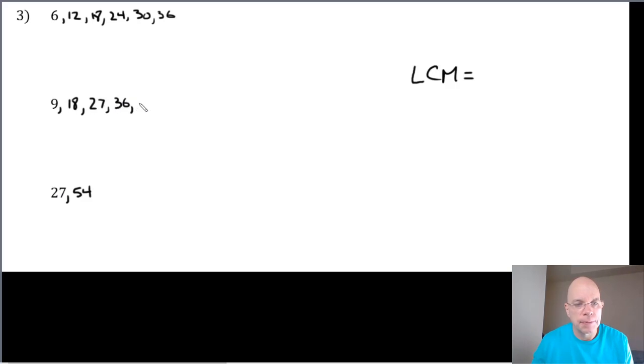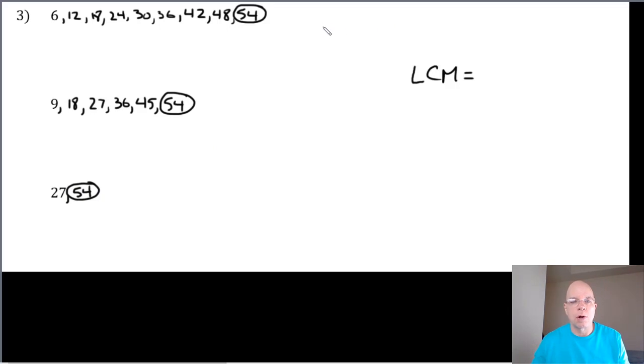So keep going. 5 9s is 45, 6 9s is 54. Now we've got 54 in these two lists, so let's go on with the 6s. 7 6s is 42, 8 6s is 48, and 9 6s is 54. And so there's our first and least common multiple of 6, 9, and 27. If I continue these lists, when we get to 108, we'd find another common multiple, but the least common multiple, the most useful one for problem solving or for combining like terms when adding or subtracting fractions with a common denominator, would be 54.